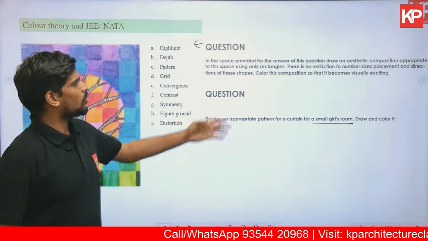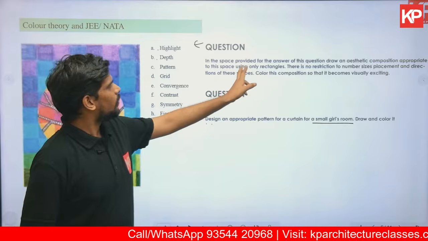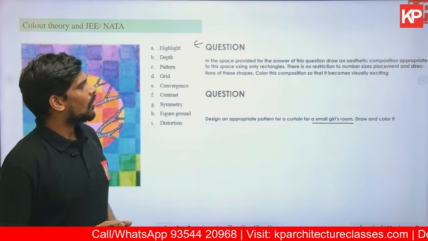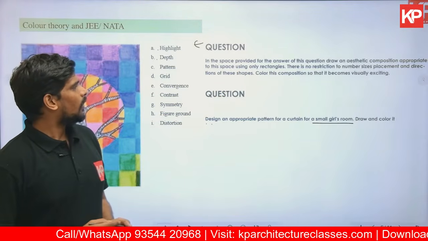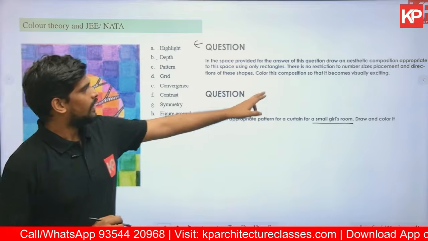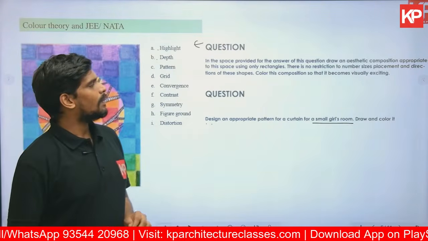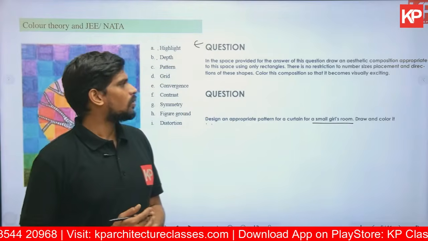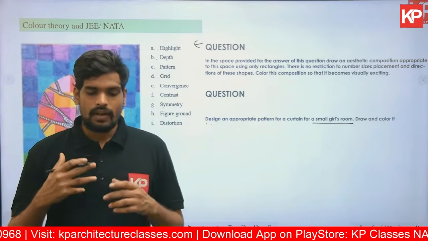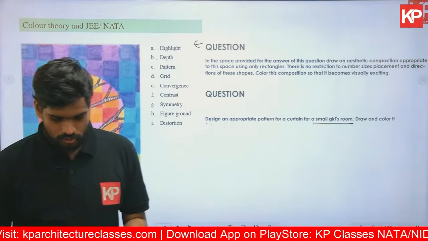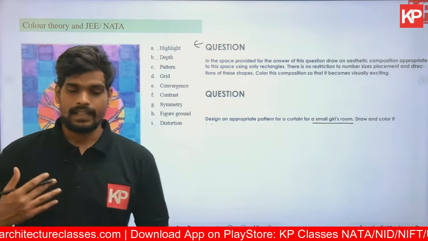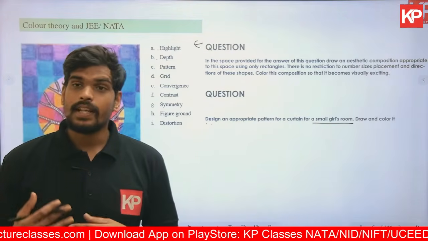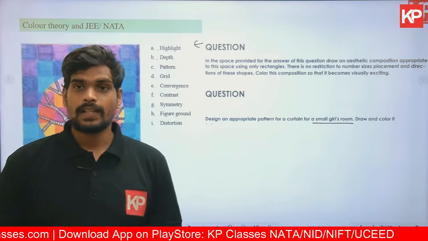One more example is shown over here. In the space provided, draw an aesthetic composition using only rectangles. There is no restriction on the number and sizes of the rectangles. Color the composition to create visually exciting patterns. You have to know what color combination is suitable to create a visually exciting pattern. However, you have separate lectures on sketching and composition.